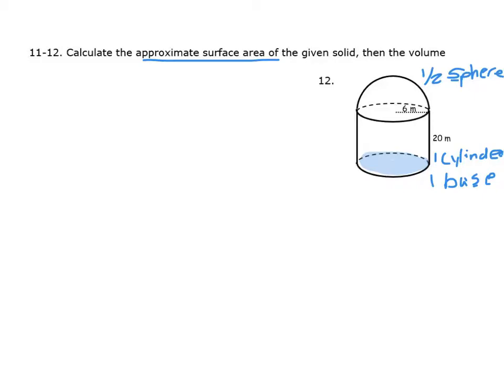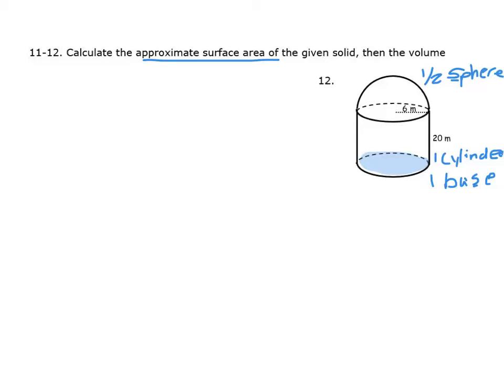Okay, so on this problem, we're having to find the surface area and volume of the composite. This composite is going to be half of a sphere. And then we have a cylinder, but only one base is visible. So we need to be careful when we're calculating the surface area.